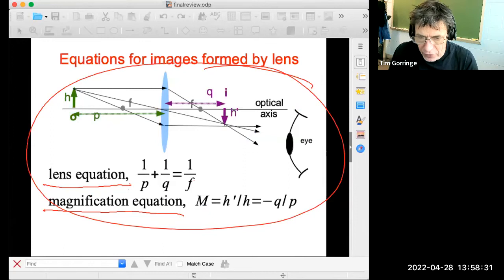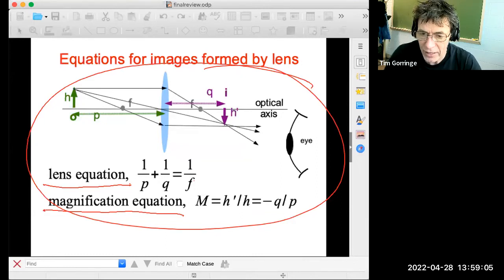A virtual image, when your eye traces back the rays, they appear to come from a location, but it might be behind the mirror, so they can't really come from there. Or they appear to come from a location behind the lens where they don't really come from. So that's the two classes of images. One where the light actually came from the place where you're seeing the image. One where the light just appears to come from the place where you see the image.